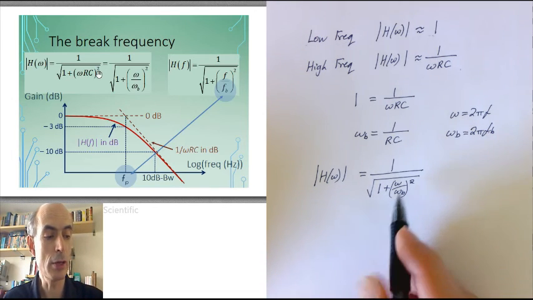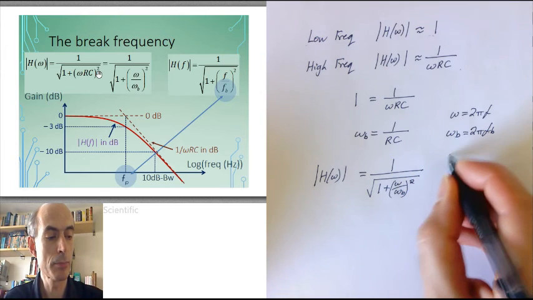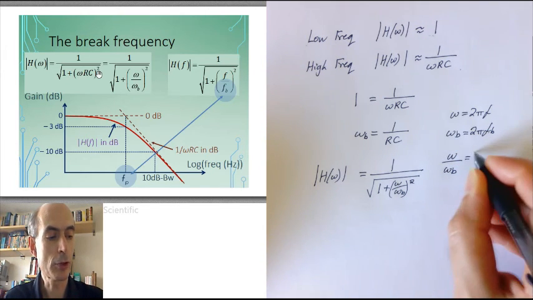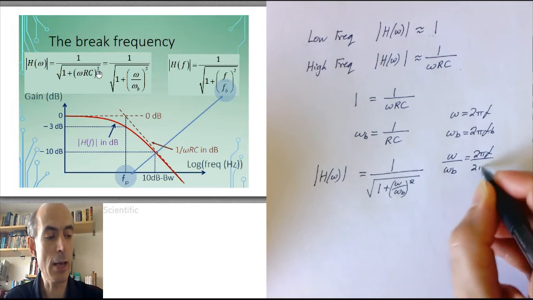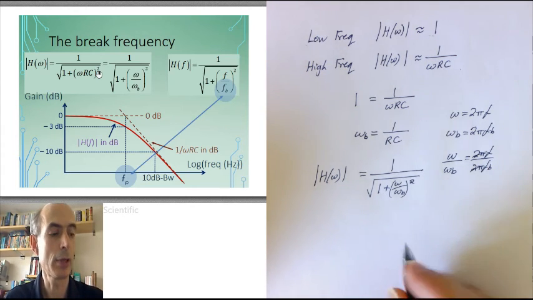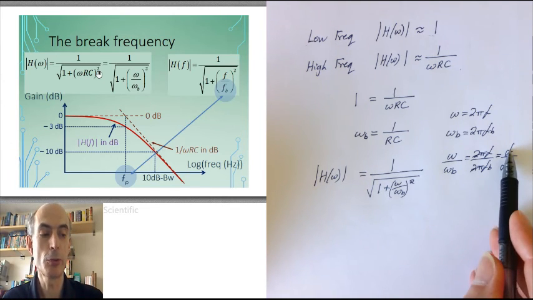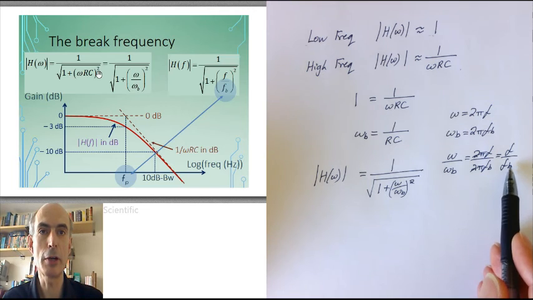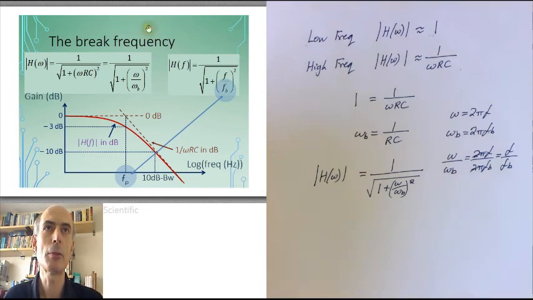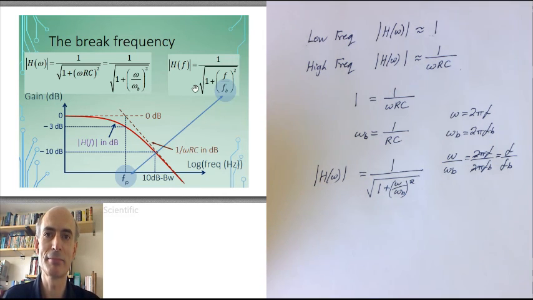So if I substitute in for omega over omega B, I just get 2 pi f over 2 pi fB. The 2 pi's cancel out. The ratio is just equal to the frequency in hertz divided by the break frequency in hertz. And I'll sometimes write the amplitude response in this form as well, where all the frequencies are in hertz. It tends to be easier to use in a lot of cases where the frequency that you're interested in is known in hertz.